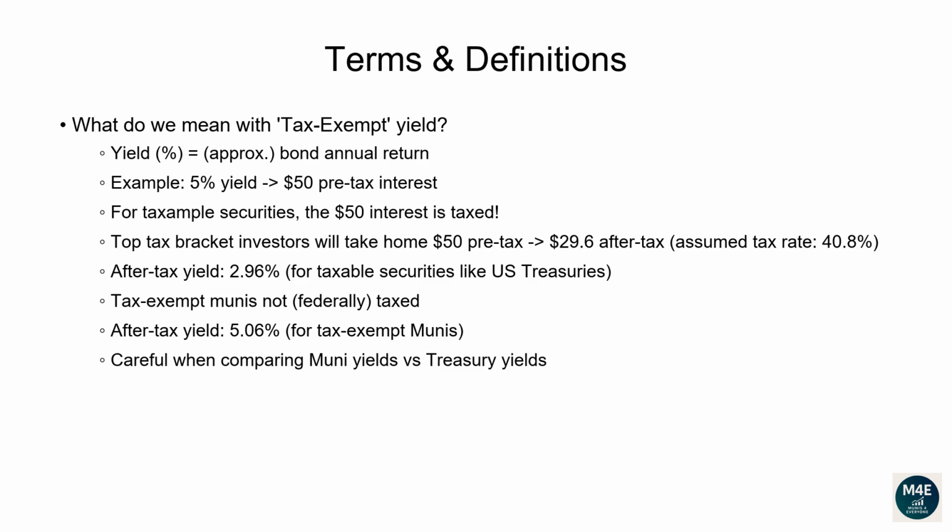On the other hand, most, but not all, municipal bonds, aka Munis, are usually tax-exempt at the federal level. That means the full 5% yield from a Muni bond stays in your pocket, no federal tax is taken out. This is very important to keep in mind when comparing municipal bonds, that offer a tax-exempt yield, versus the yield of taxable securities, like US Treasuries and corporate bonds.